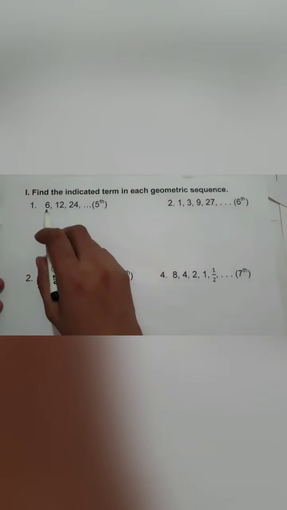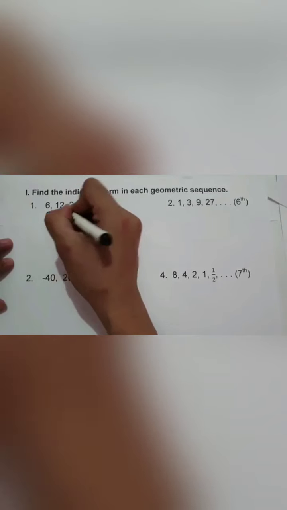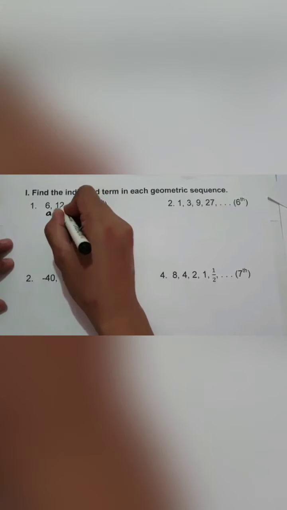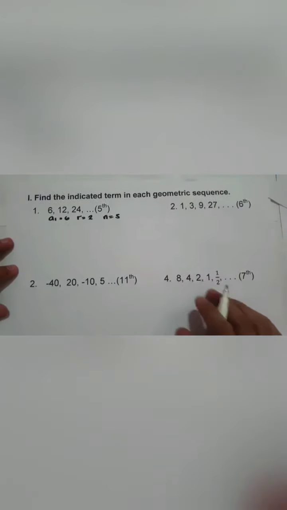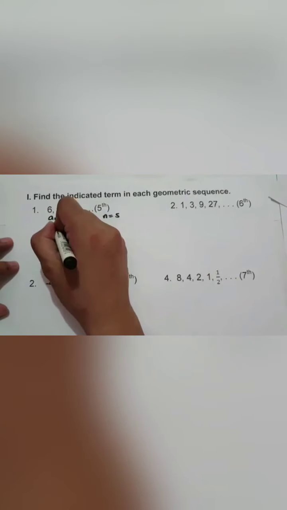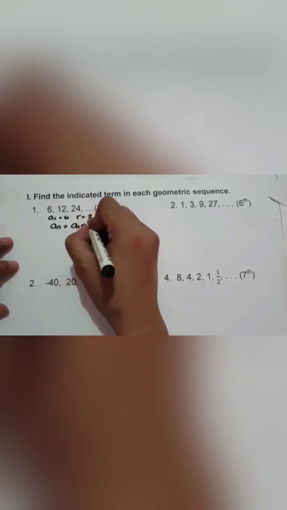On example number 1, we are going to find the indicated terms in each geometric sequence. So number 1, we have the sequence 6, 12, 24. So a sub 1 is 6. R, that is 12 divided by 6, is 2. And n is 5. Now, to find the fifth term, we are using the formula a sub n, the last term, equals a sub 1 times r raised to n minus 1.